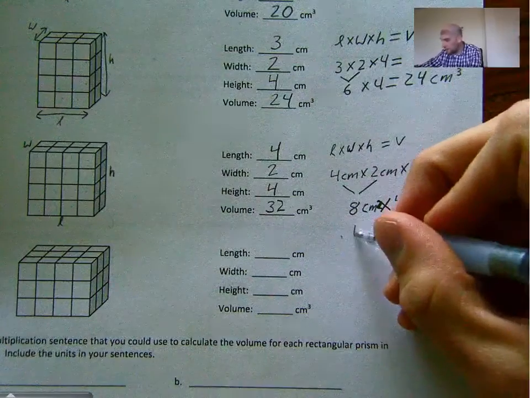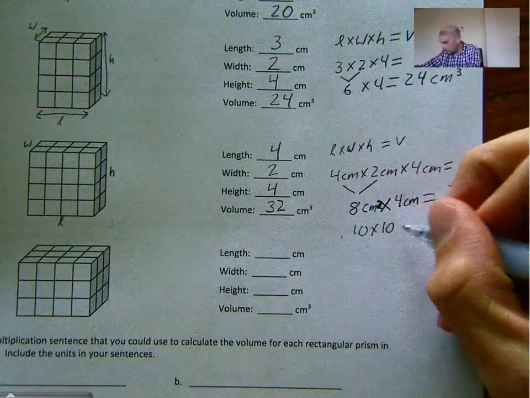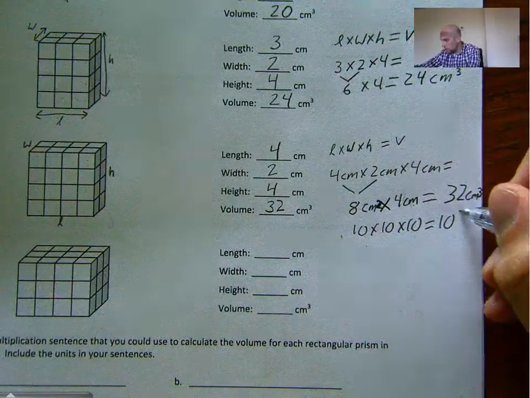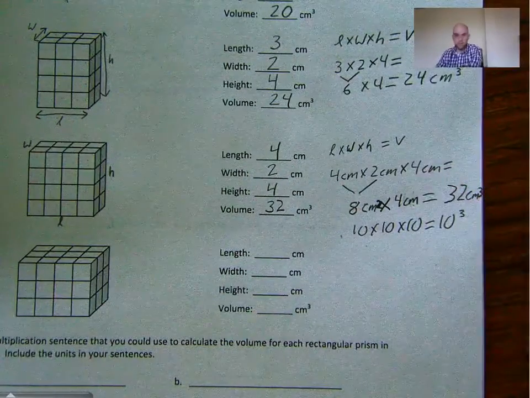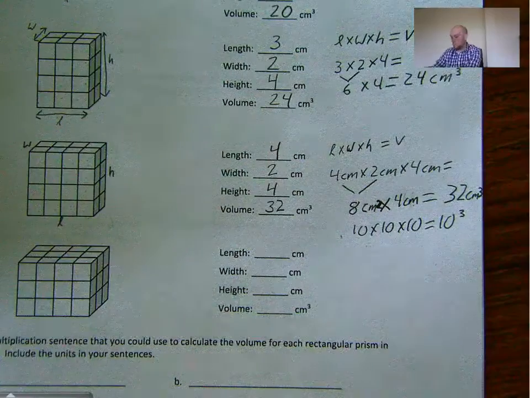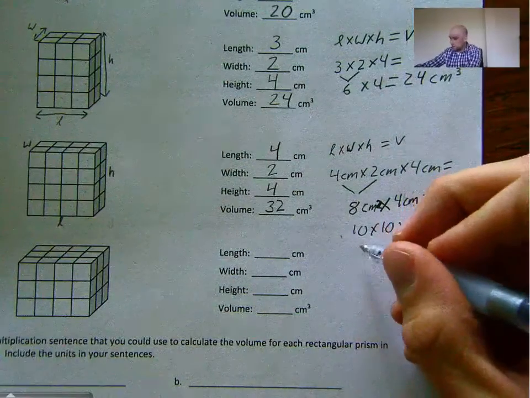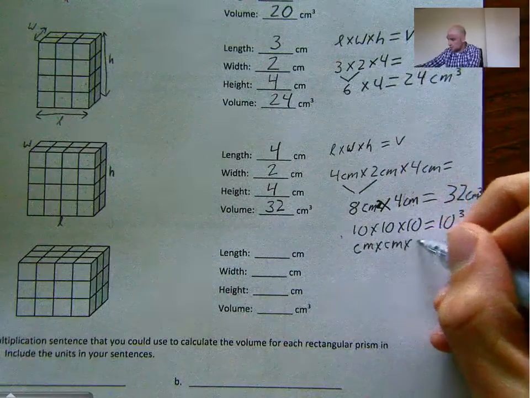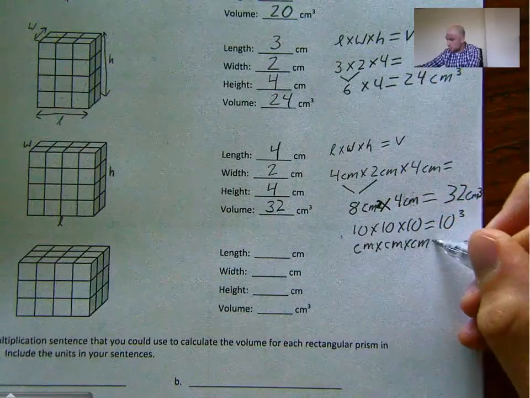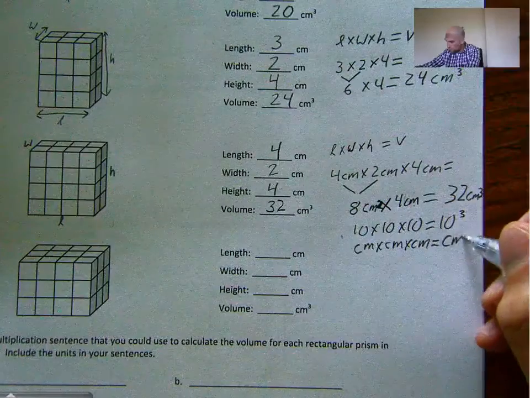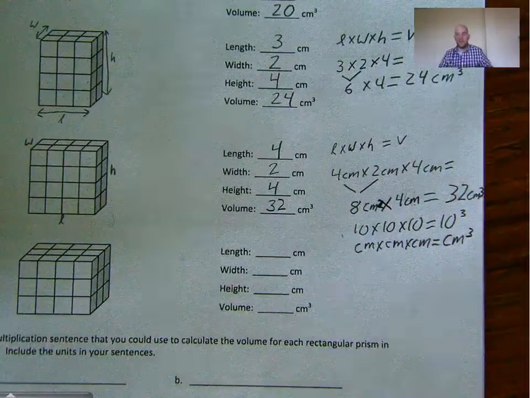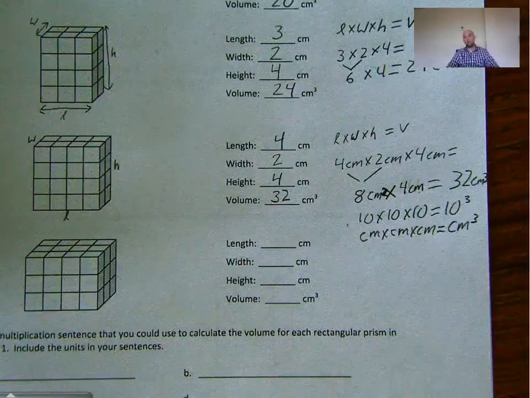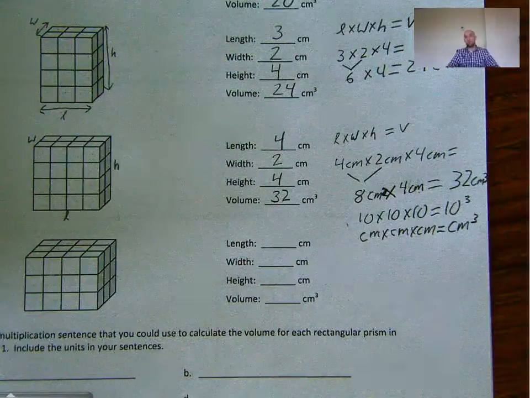If I did 10 times 10 times 10, well, that equals 10 cubed, or 1,000. If I do centimeters times centimeters times centimeters, well, I don't have a numerical value on that, but that's going to be centimeters cubed. And that's when we're looking at volume, that's why we get centimeters cubed, not just centimeters.